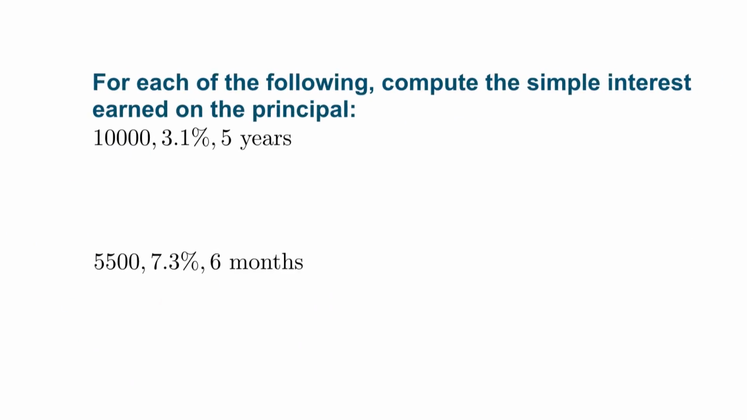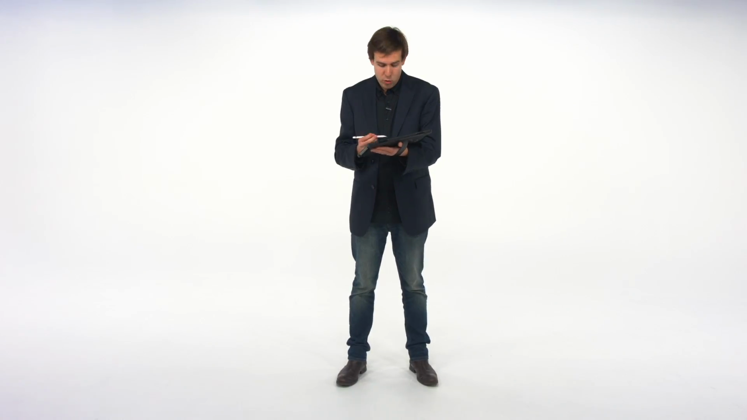Sometimes this is a helpful way to think about interest, but this is only if you're interested in the total amount of money you've acquired, which is to say your principal plus your earned interest. So let's look at a few examples. For each of these, we have a principal amount, an effective rate, and a time for which the interest will be computed. And what we will do is compute the amount of interest earned.